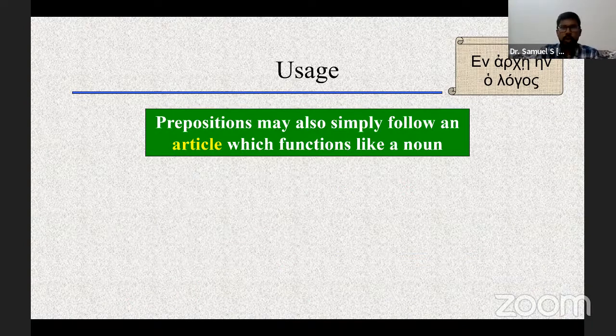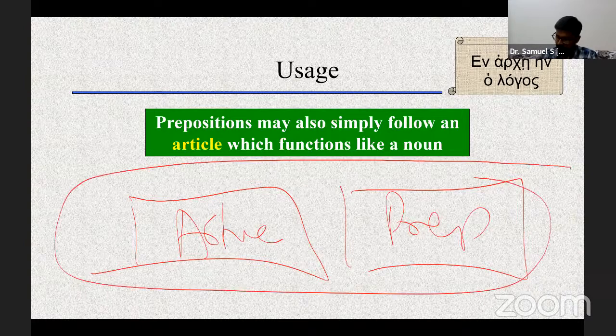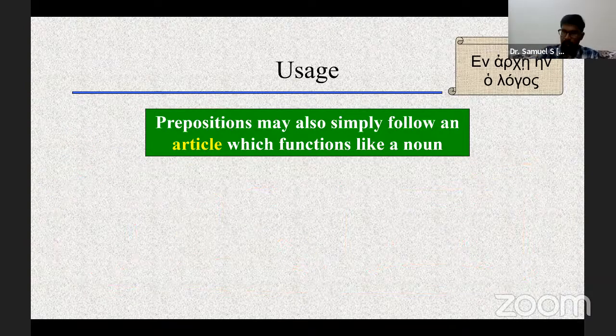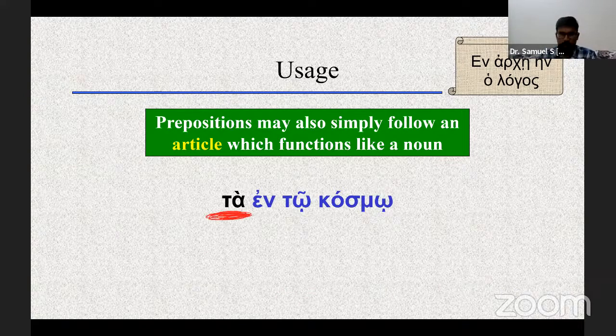Prepositions may also simply follow an article which functions like a noun. For example, you'll see an article, you'll see a preposition. This just functions like a noun now, right? Example, ta en to kosmo. Ta. Let's see if somebody can parse ta. Somebody please parse ta.